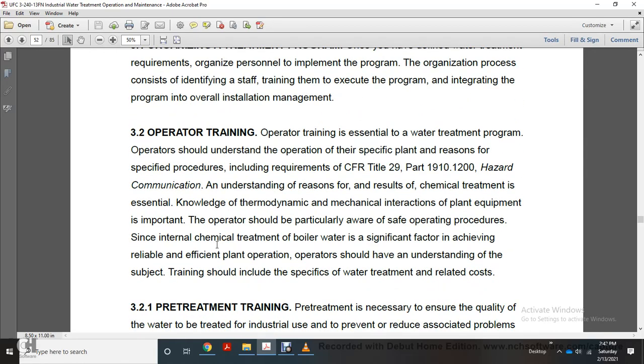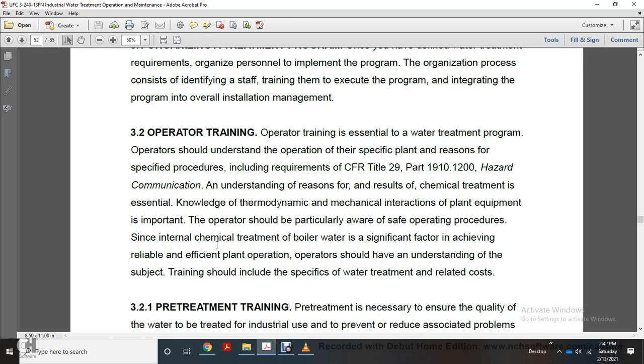Operator training. Operator training is essential for the water treatment program. The operator must understand the operation of the specific plant and read the specified procedures, including the requirements of CFR Title 29, Parts 1910 to 1200. As with communication, understanding the reaction of any result of the chemical treatment is essential for knowledge of the thermodynamic and mechanical interaction of the plant and equipment.